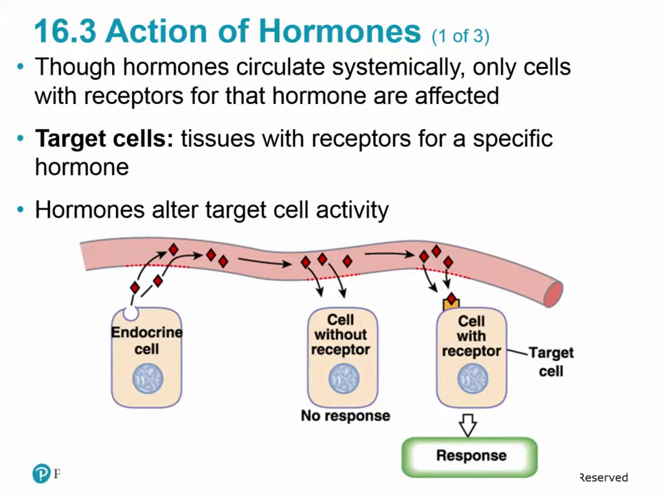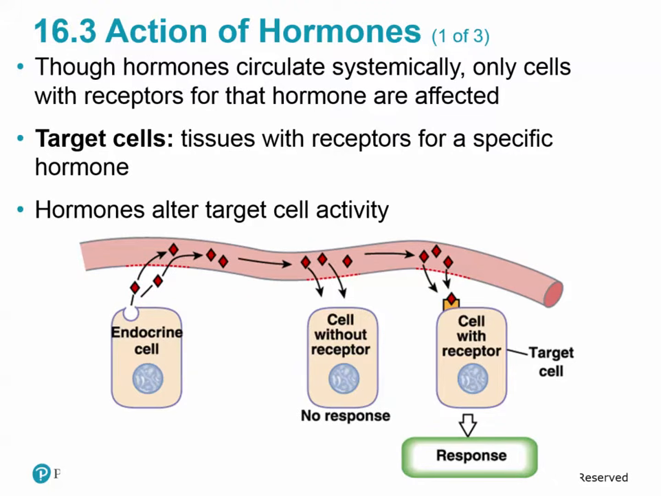So even though the hormones circulate systemically, or all throughout the body, only specific cells that have certain receptors for that hormone are going to be affected by that hormone. So these are called target cells. So a target cell is just a tissue or cell that has those specific receptors for that specific hormone. So the hormone itself is going to alter the target cell activity in one way or another.